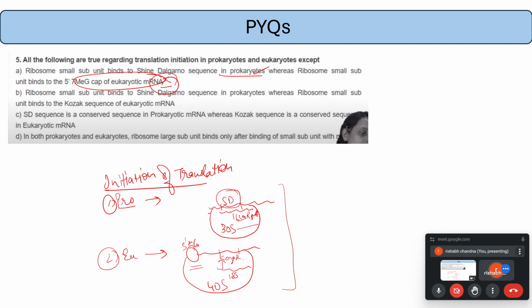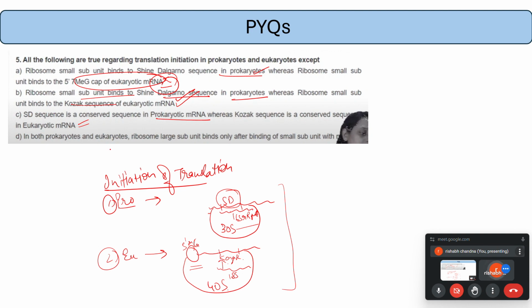Okay. Then ribosome small subunit binds to Shine-Dalgarno sequence in prokaryotes, whereas ribosome small subunit binds to the Kozak sequence of the eukaryotic mRNA. So yes, this option might be correct because the small subunit of ribosome binds to Shine-Dalgarno sequence in prokaryotes, whereas the small subunit in eukaryotes binds to Kozak sequence. Then Shine-Dalgarno sequence is a conserved sequence in prokaryotic mRNA, whereas Kozak sequence is a conserved sequence in eukaryotic mRNA. So this is correct to some extent.